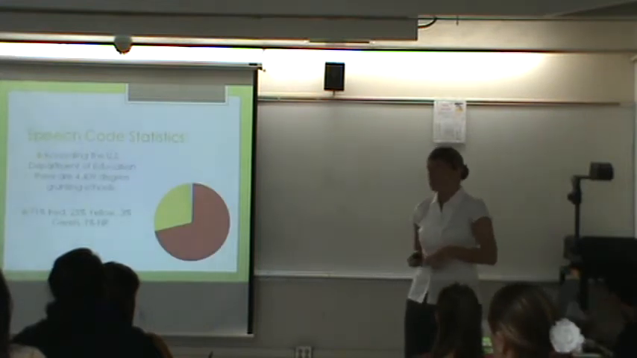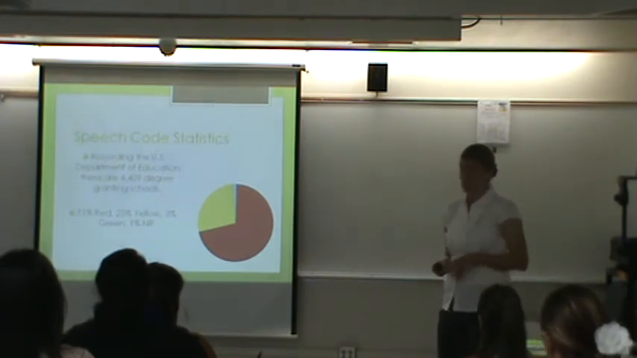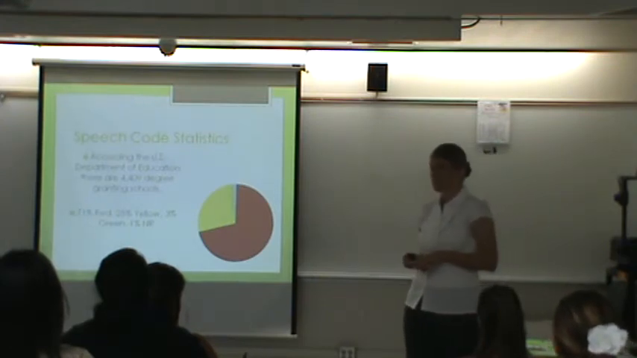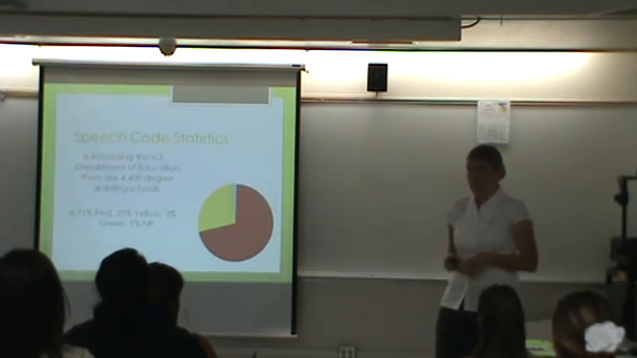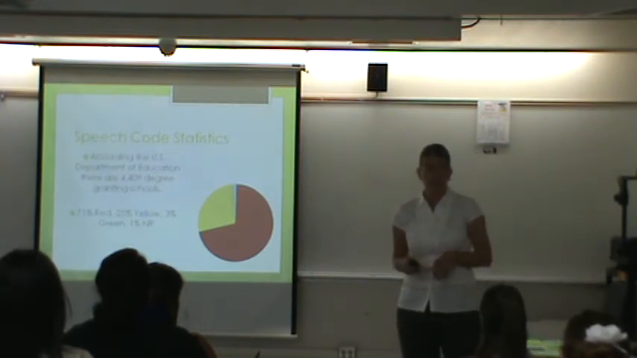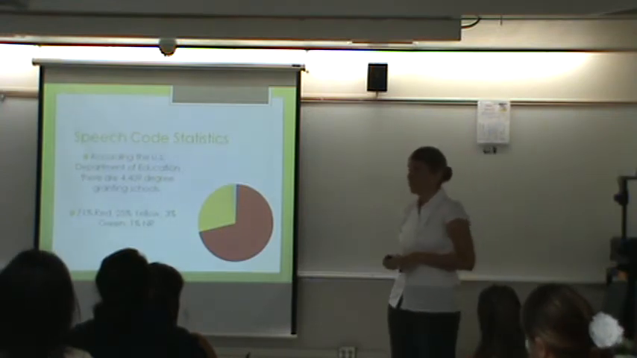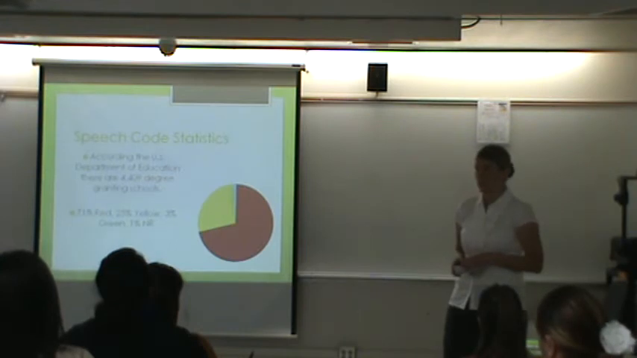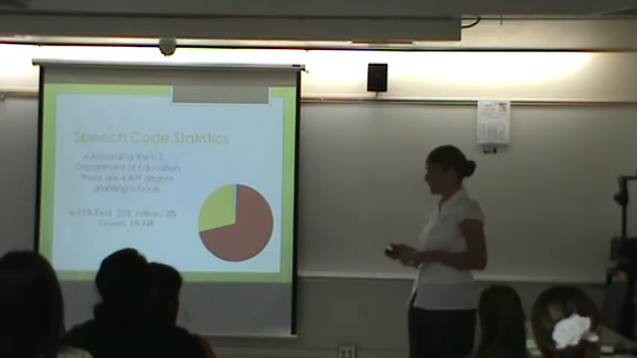Now let's take a look at some numbers. According to the U.S. Department of Education, there are 4,409 degree-granting schools. In a recent study conducted by the Foundation for Individual Rights in Education, they studied 375 schools. Of the 375 schools, 71% were found to have a speech code that infringed on First Amendment rights. Why does any of this matter? If we apply the same principle to the 4,409, 3,130 schools in the United States have speech codes that impede your First Amendment rights.